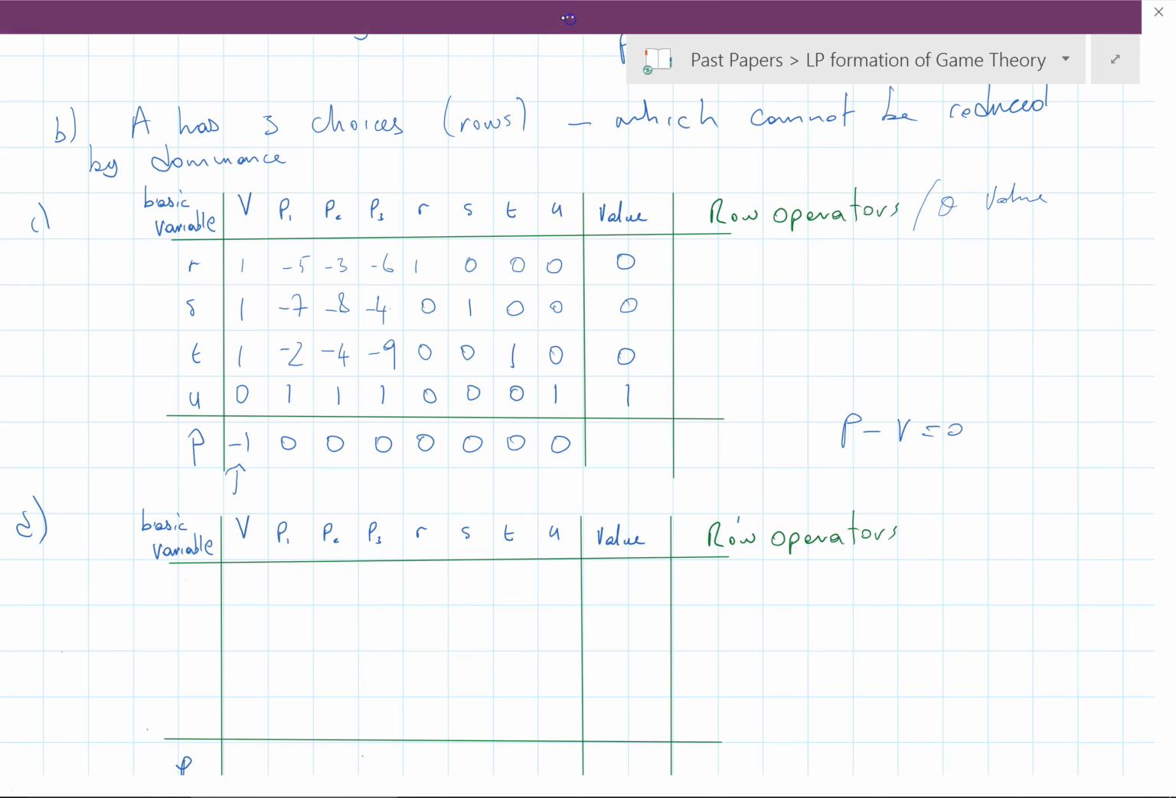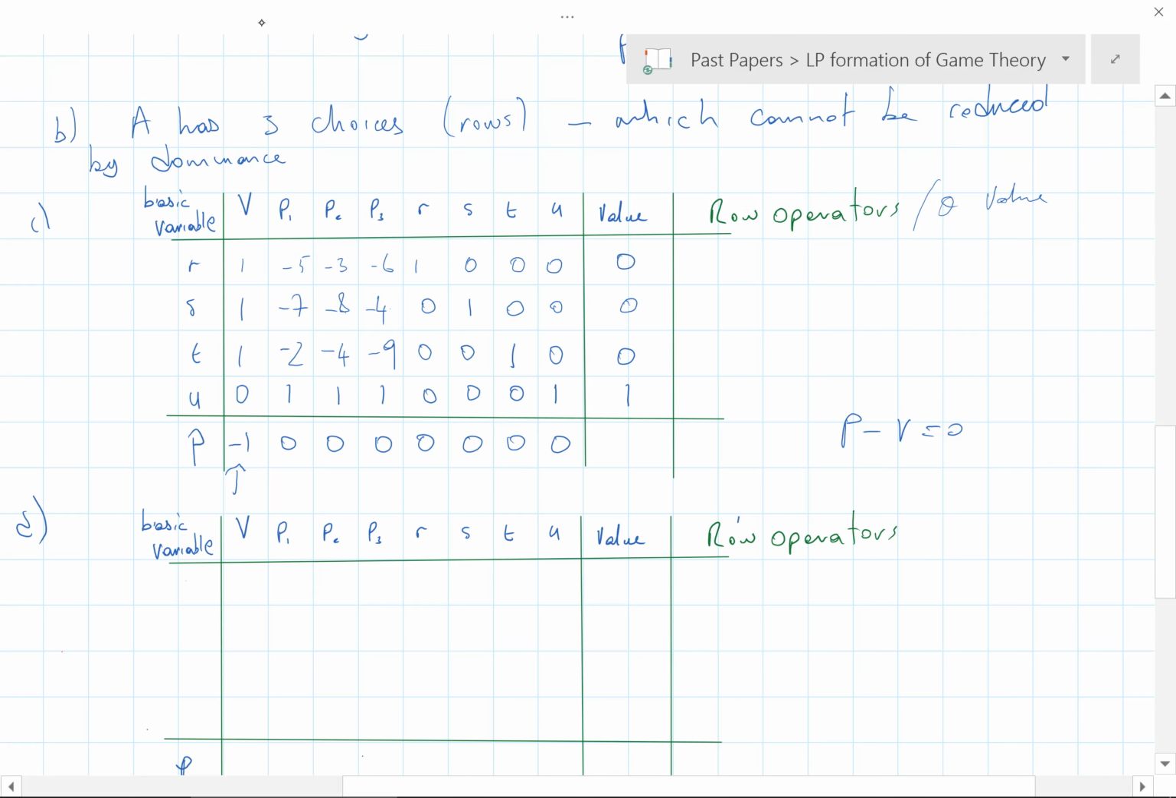Now, working out theta values, sorry, they all give 0, and this one gives infinity. So these all give 0, so it's arbitrary which one we choose. Theta value is basically the 0 divided by 1. It's the value divided by whatever column we're considering. It all gives 0. So arbitrarily, we choose the 1.